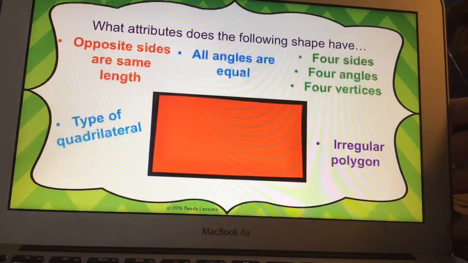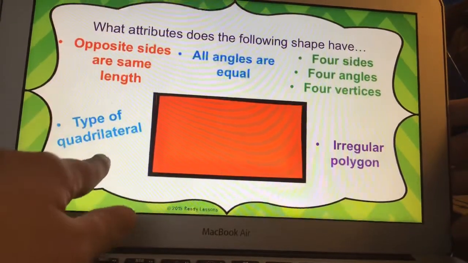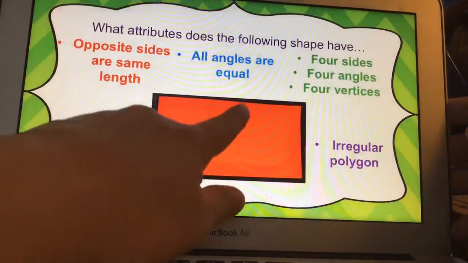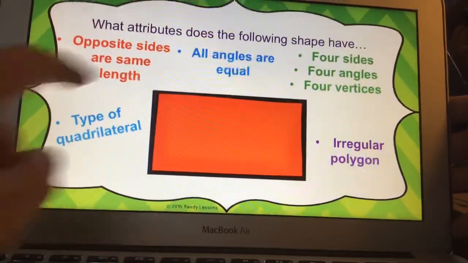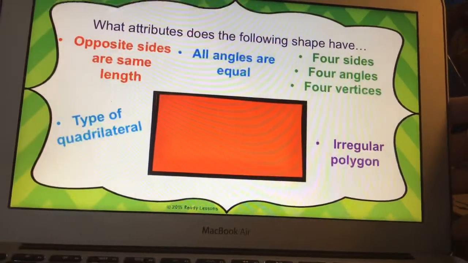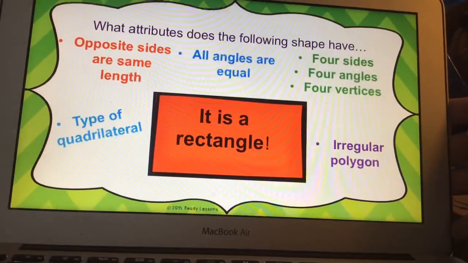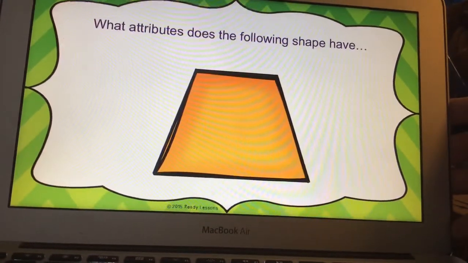And then this shape. Well, I'm pretty sure you know this one. Opposite sides are the same length. It's a type of quadrilateral. All the angles are equal. There's 4 sides, 4 angles, and 4 vertices or points. And it is irregular because not all the sides are the same. This is a rectangle. Very nice, everybody. And how about this shape?